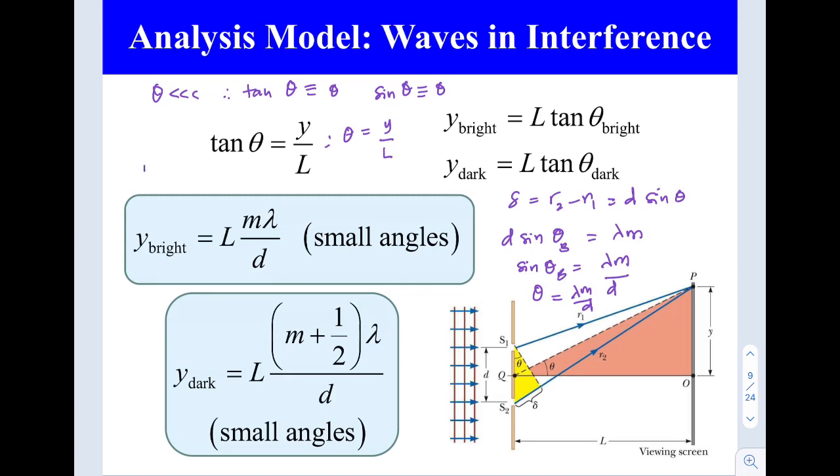Then we equate these two: y over L is equivalent to lambda m over d. That is how we manage to get this. Rearranging, y is equivalent to lambda m L over d, with the condition that the angle is small. The same goes for the position of the dark fringe, just that the order must be m plus half, because it is in the order of half wavelength.